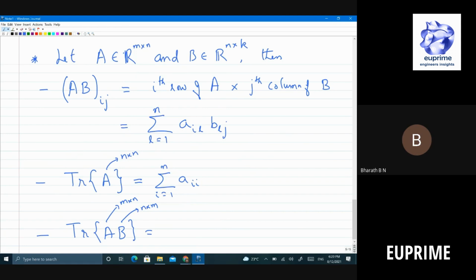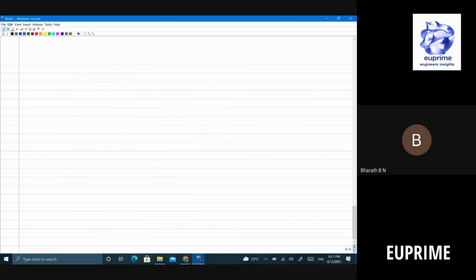What will be the trace of AB? All I have to do is take the diagonal entries of AB. I know the ijth entry of AB, so I have to look at the ith diagonal entry. That is the summation over l from 1 to n of A_il B_li, not j. Then sum over i from 1 to m. This will give me the trace. So keep this in mind. Almost trivial, but you should get used to it.